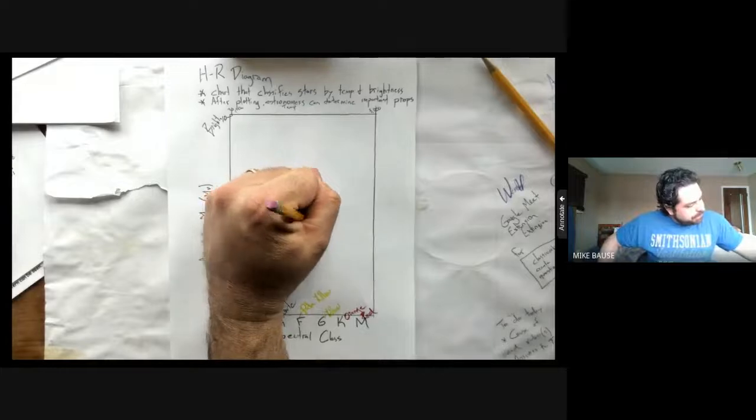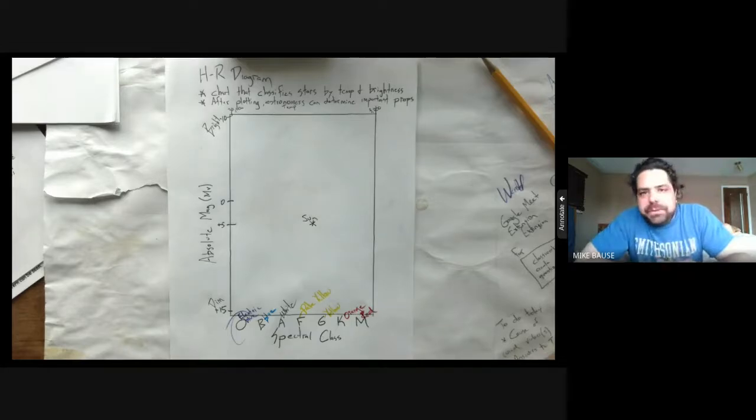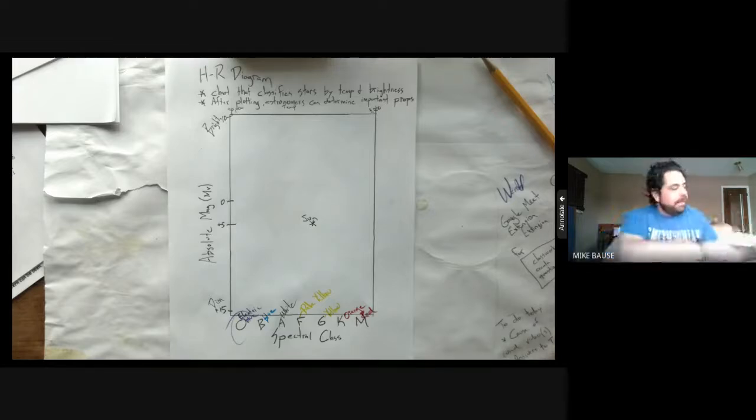This is the sun. And you'll notice it's pretty much smack dab in the middle of the HR diagram, and that's because the sun is smack dab in the middle of normal. It is an average star. It is nothing special. It is average in size. It is average in temperature. It is average.